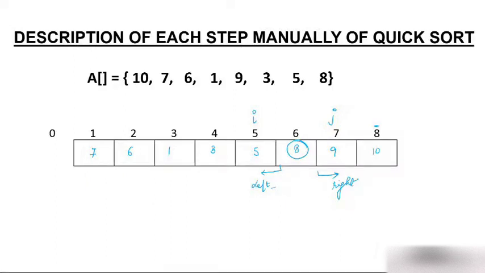Now 8 is sorted. So now the list is divided into 2 parts. Which part? This part. This is list number 1. Let me make it very clear for you. So what is this? This is list 1.